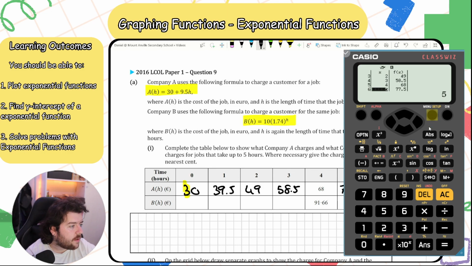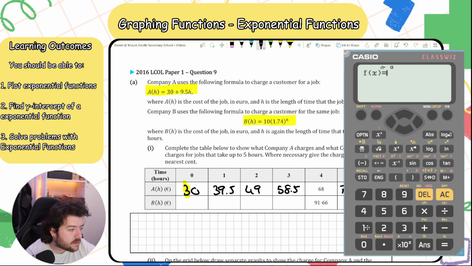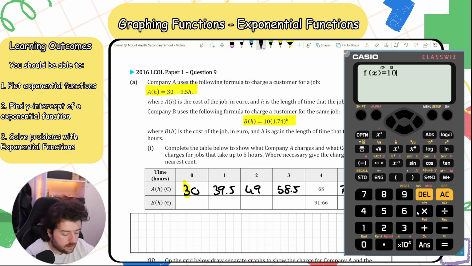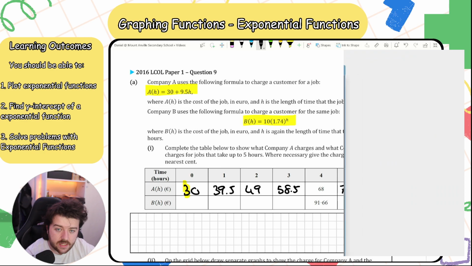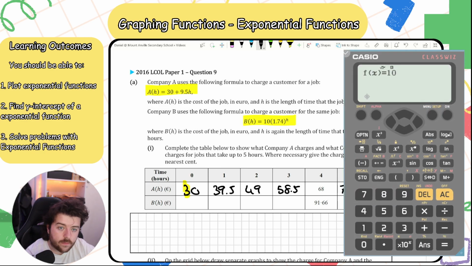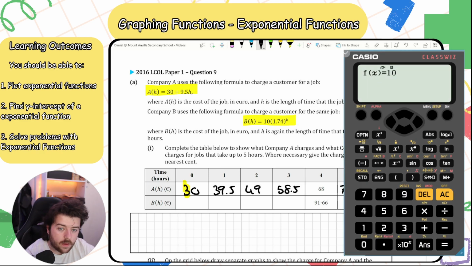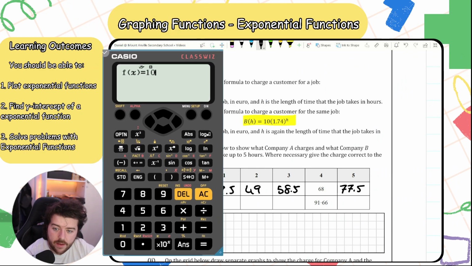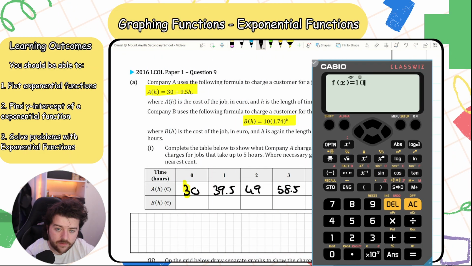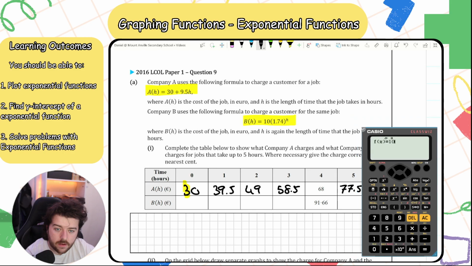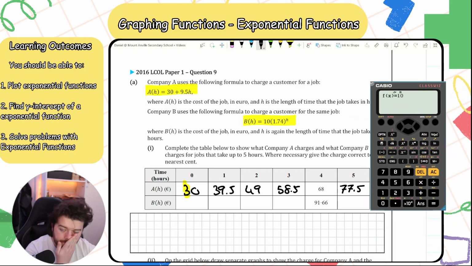Right. Now, Company B. So you couldn't see that there. Yeah, so 77.5. It's a bit smaller. Right. So now type in company B. So we have 10 times, right, so you put your bracket here.